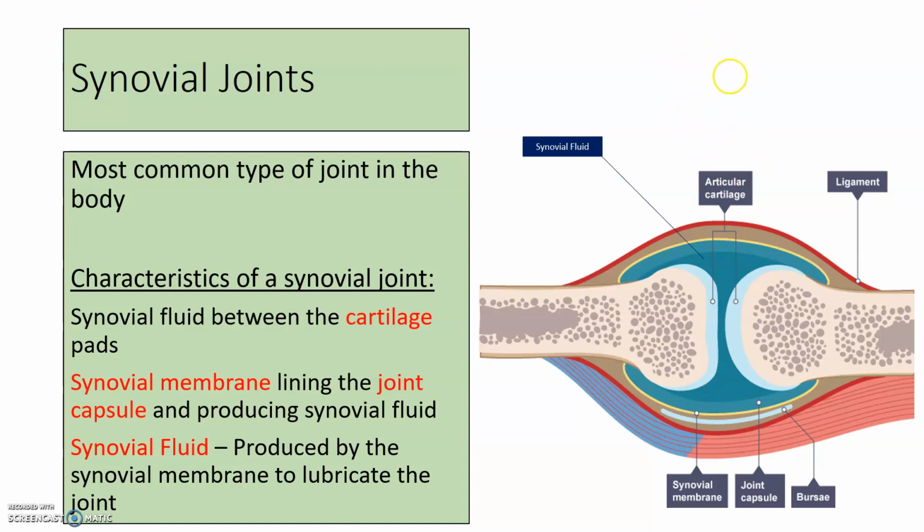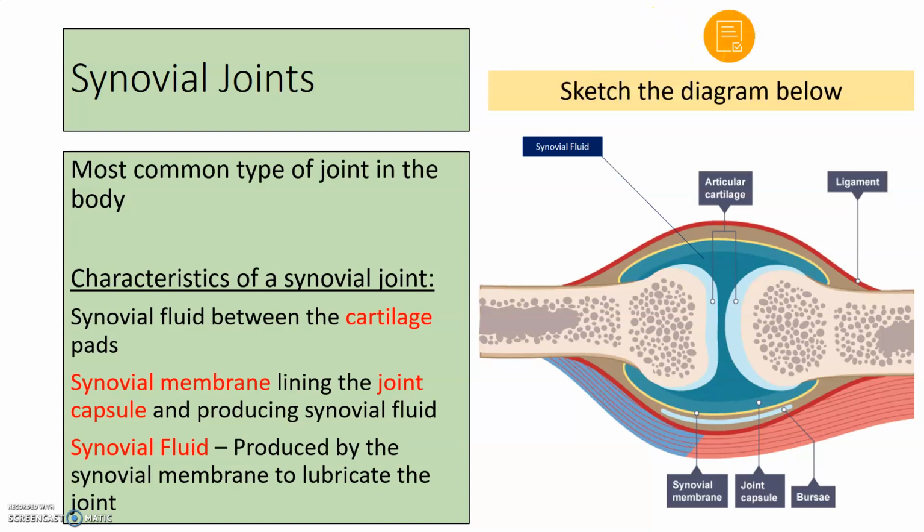It provides that lubrication to ensure that the joint is flexible, is movable, and is able to move in the directions that it needs to, and that range of movement can be greater. Again, you can pause the video here, and I think it's really worth just sketching that diagram with the parts labelled for your benefit.